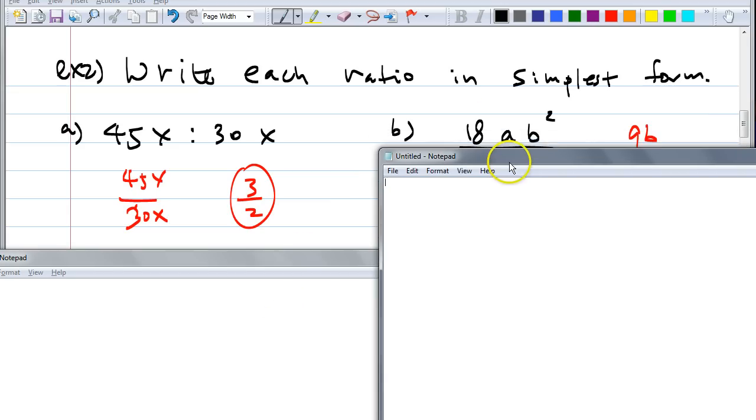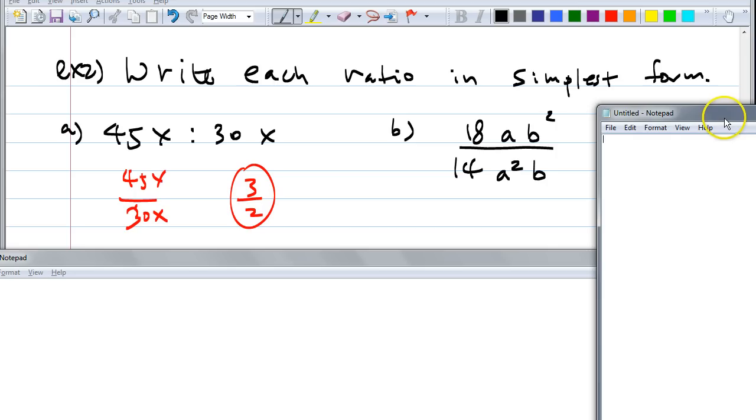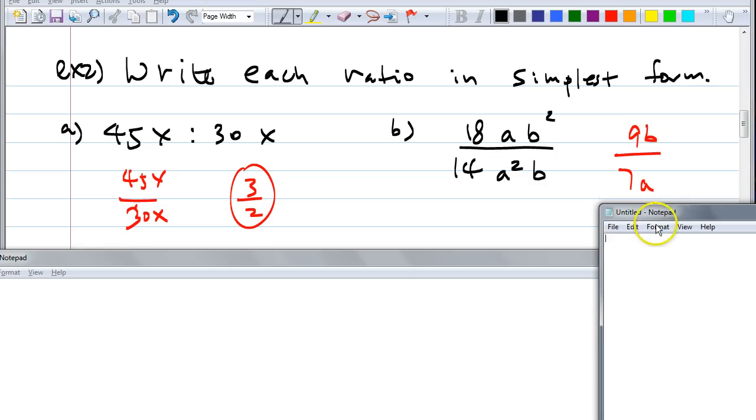Then try this one yourself. 18ab squared over 14a squared b squared. Okay, go ahead and write this in simplest form. All right, how about Carolyn? What'd you get? I got 9 over 7b, 9b over 7a. Yeah, 9b over 7a is what you get, right?